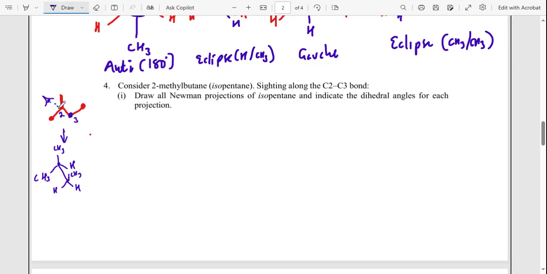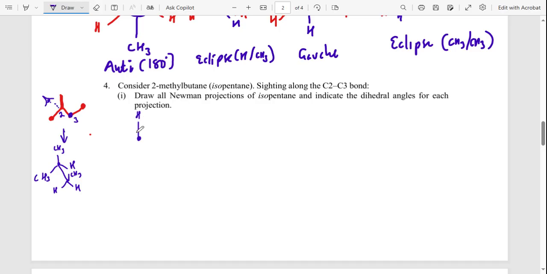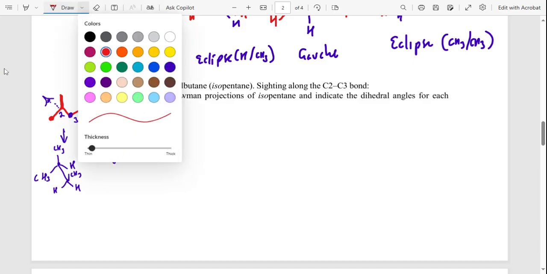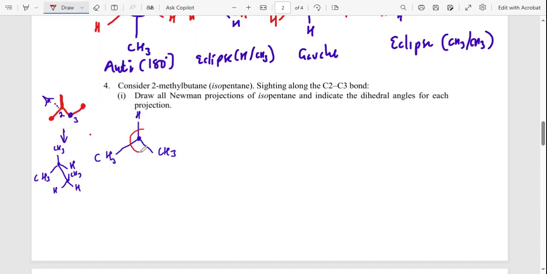So the possible structures that we are going to be able to draw. The first one, carbon number 2 is this carbon in front. I'll write it like this, a dot representing carbon number 2. Carbon number 2 has a hydrogen and two methyls. Let me put the hydrogen on top, and then I'll put one methyl this side and another one this side. And then you have carbon number 3, the carbon at the back.